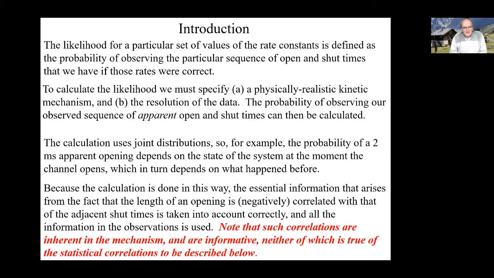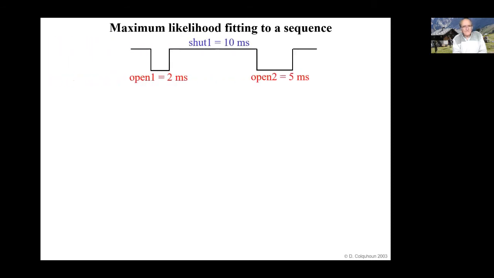Notice also that when it's done this way, essential information that arises from the fact that the length of an opening is negatively correlated with that of the adjacent shut times is taken into account correctly. So that means that all of the information in the record is used. These are the correlations that we talked about in an earlier talk. They're part of the mechanism and they contain useful information.